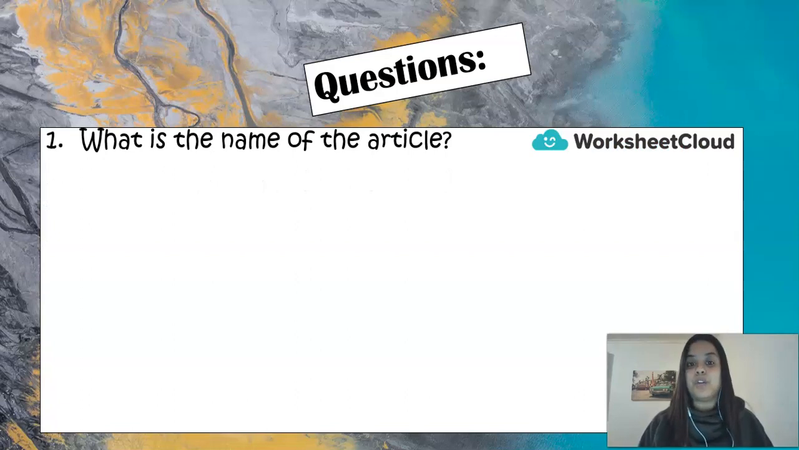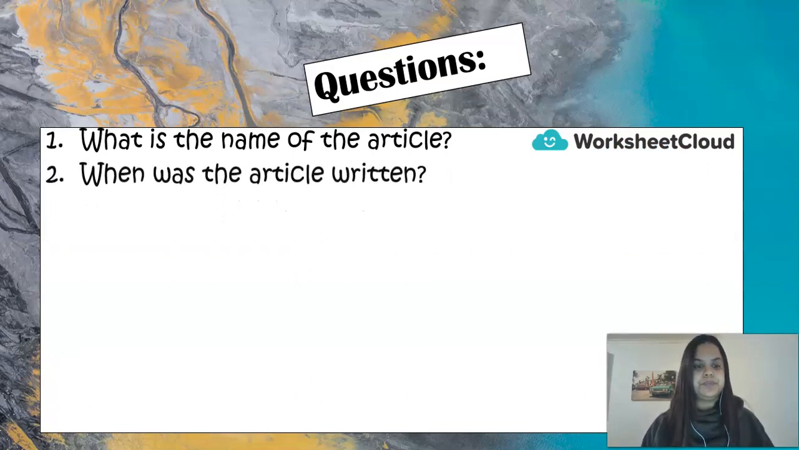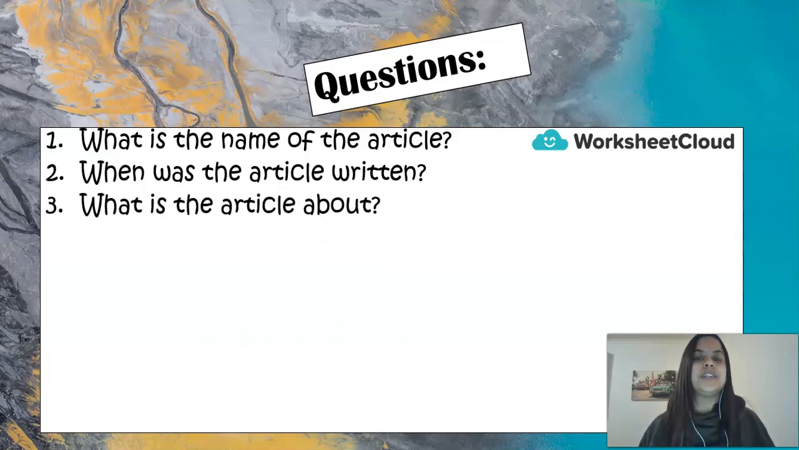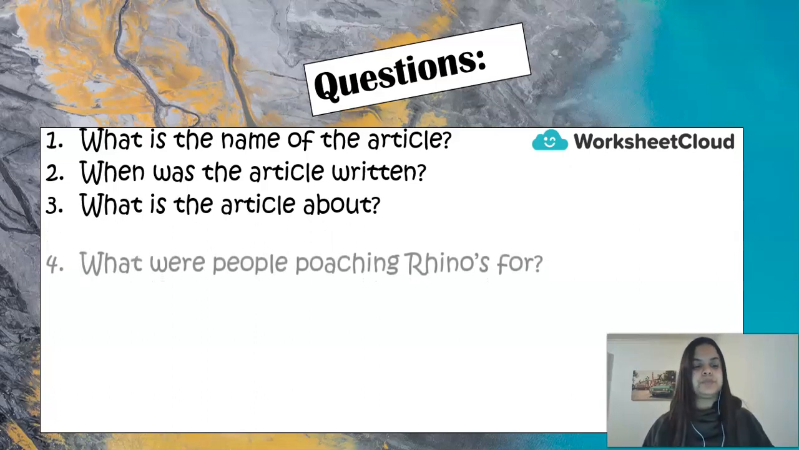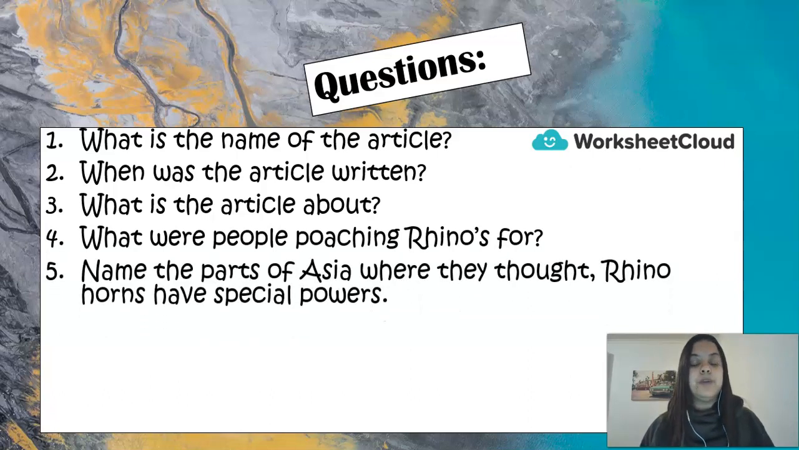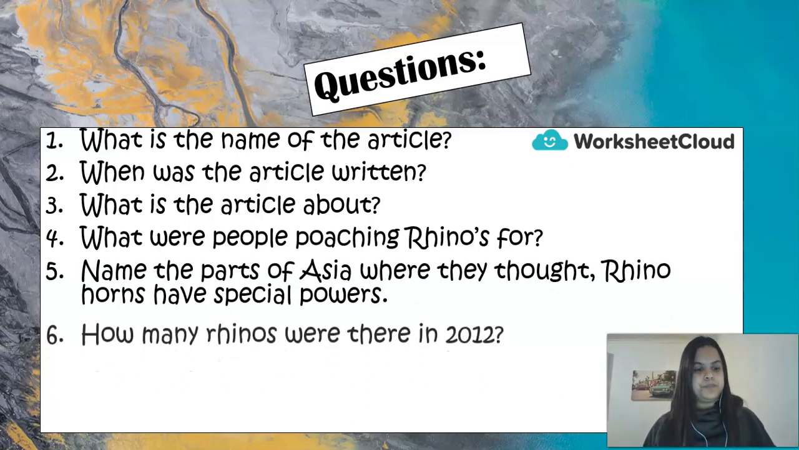What is the name of the article? When was the article written? What is the article about? What were the people poaching rhinos for? Name the parts of Asia where they thought rhino horns have special powers.